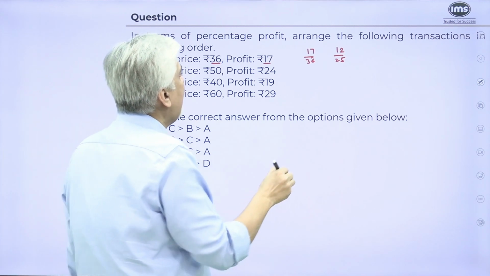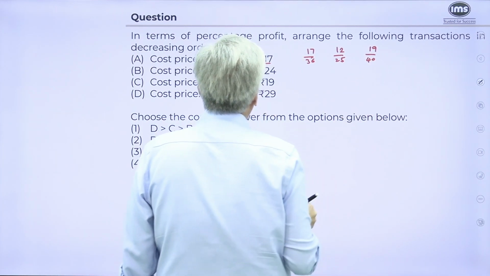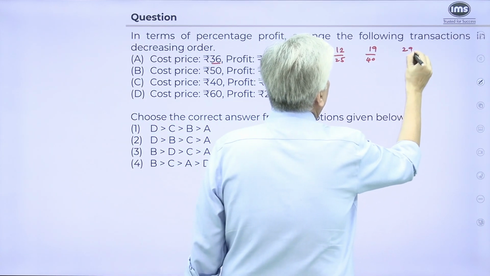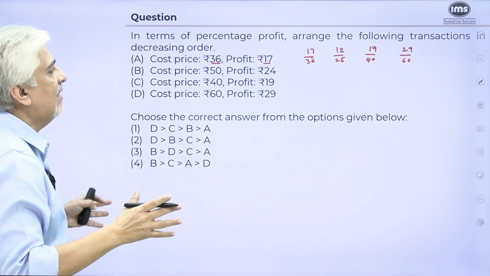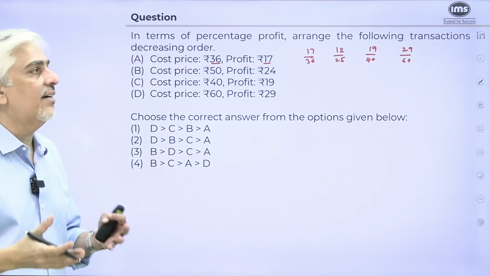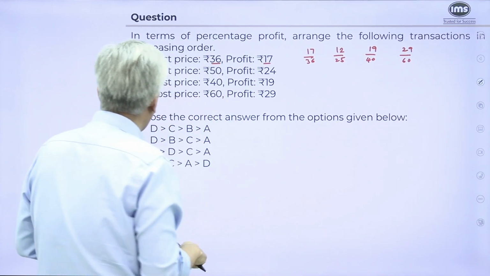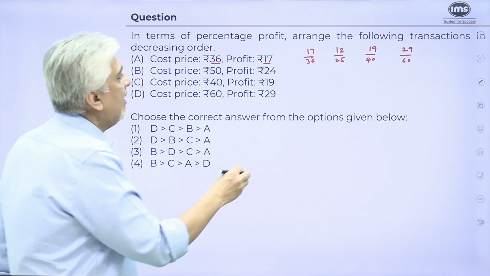Next is 19 upon 40. And last is 29 upon 60. So I want to find the highest one, right? Higher is better. So if I look at the options, highest is either D or B. So I will compare these two first.